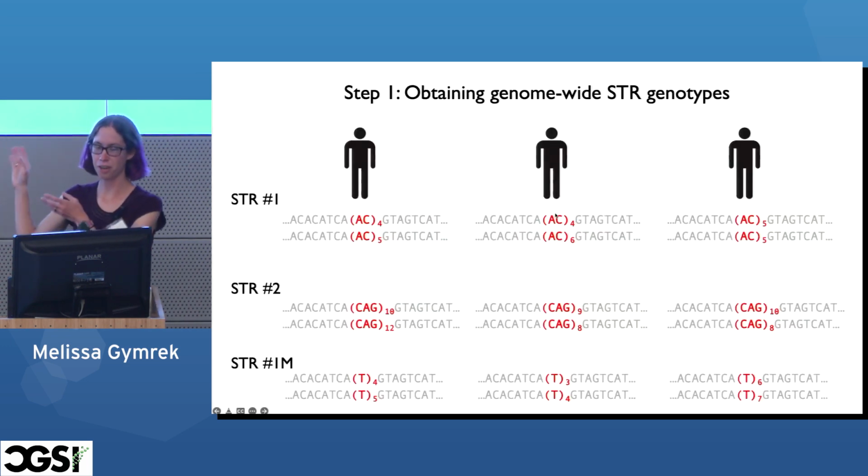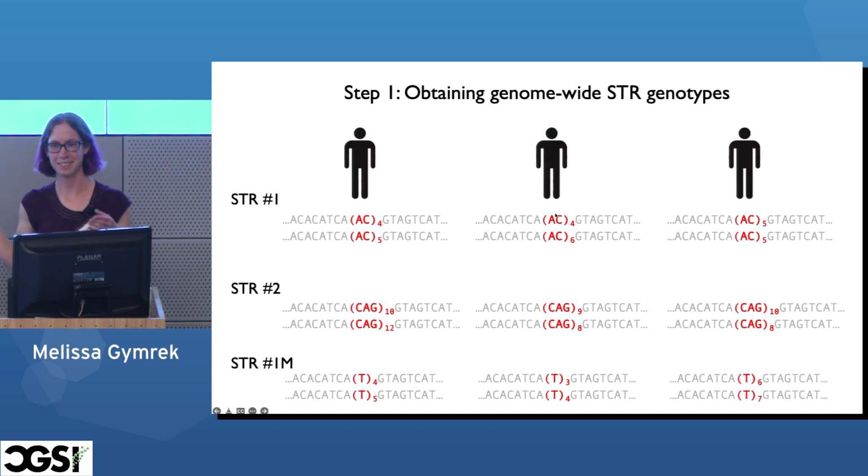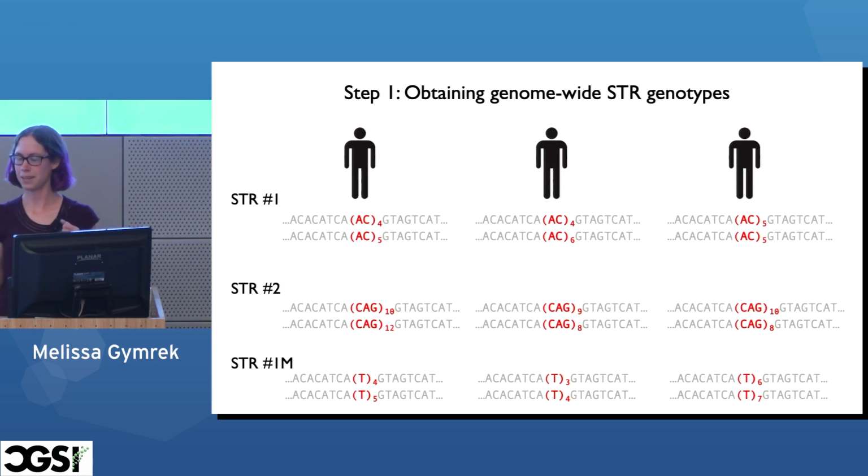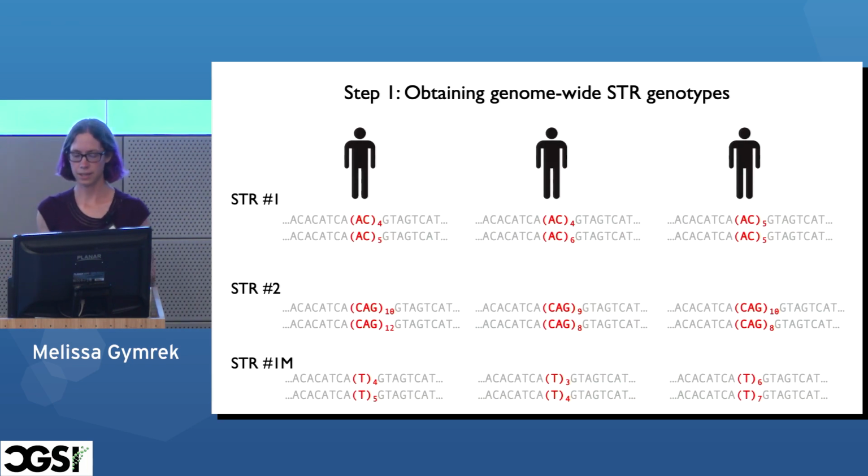So basically our goal is to come up with something like this. You have a large cohort of individuals, maybe you're looking at UK Biobank, so you have 500,000 people. And you have a set of STRs that you're interested in, maybe 1 million different STRs across the genome. Our goal is to get this big matrix of genotypes. So at each STR in the genome, what is the diploid copy number for each of the samples in our cohort?